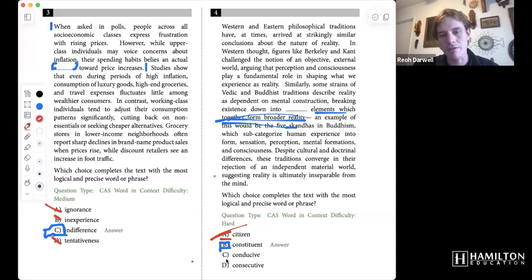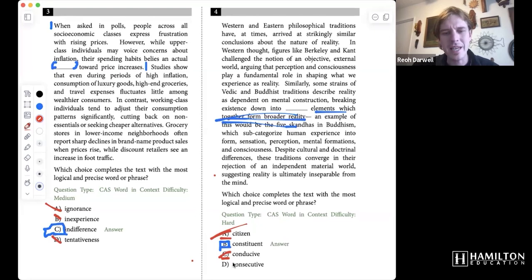Conducive: conducive elements which together form broader reality. Conducive means making something easier, basically, making something work. That doesn't quite fit here. That doesn't really fit or explain the situation, right? You might have heard conducive in the sense of being on your phone in class is not conducive to learning. It doesn't allow learning to happen. So conducive elements which together form broader reality would in a certain way be very redundant.